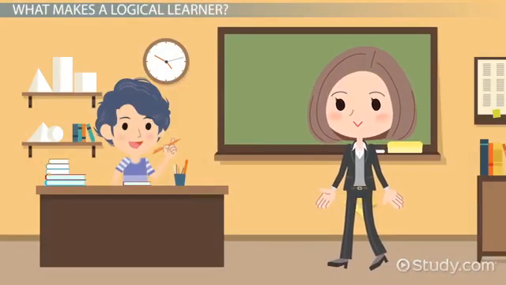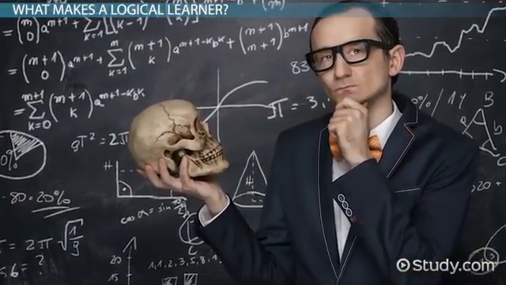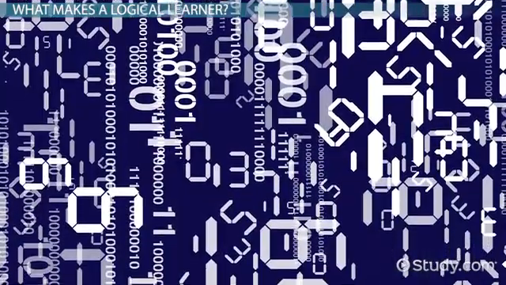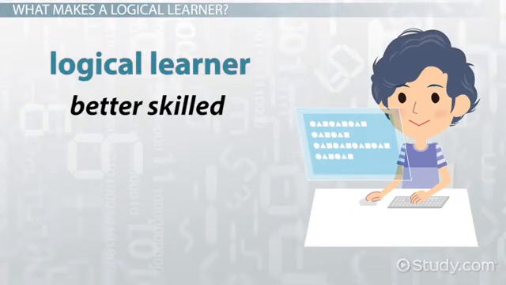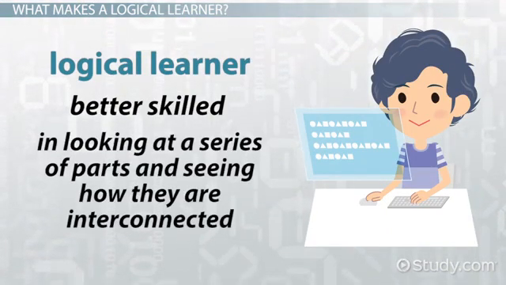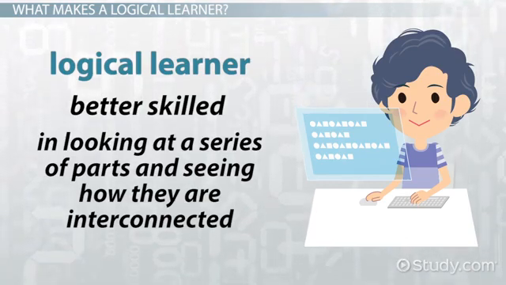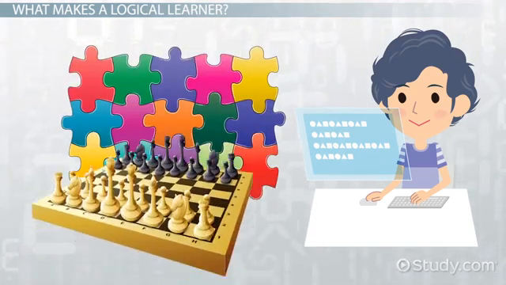Logical mathematical learners may include those we consider to be math whizzes, but the style is much more than that. This learning style tends to have insight into systems. In other words, a logical learner is better skilled than other types in looking at a series of parts and seeing how they are interconnected. This makes them particularly good at puzzles and strategy games, such as chess.